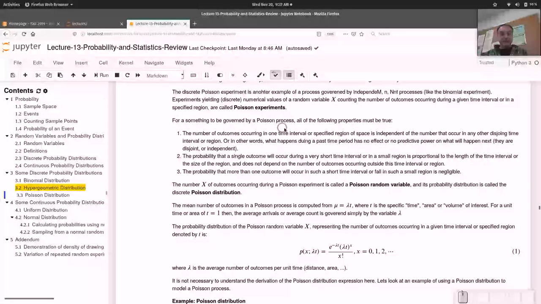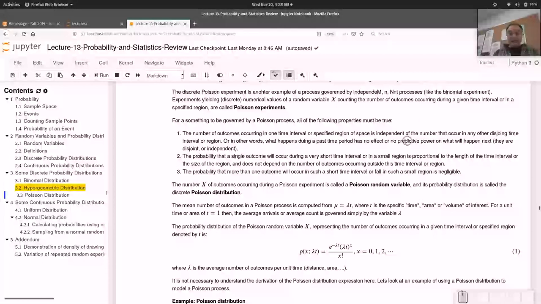Anyway, so for something to be governed by a Poisson distribution, it has to have these properties. The number of outcomes occurring in one time interval. You can also use this Poisson distribution if you're counting the number of objects in like a bounded space. So this is used to model like the growth of bacteria on like a square centimeter in a medium or something like that. Or you might be counting the number of field mice that are in a square kilometer or something like that, and they often follow a Poisson distribution when you're doing things like that as well.